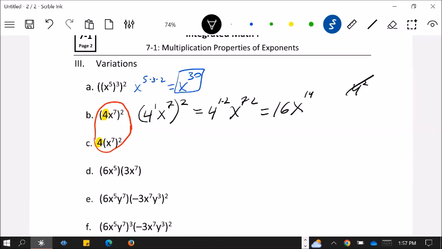Remember, if you get 4 squared, you can't leave it that way. You have to make it equal to the number or any of those exponents. So if you have any numbers, you actually have to multiply. So we get 16x to the 14th.